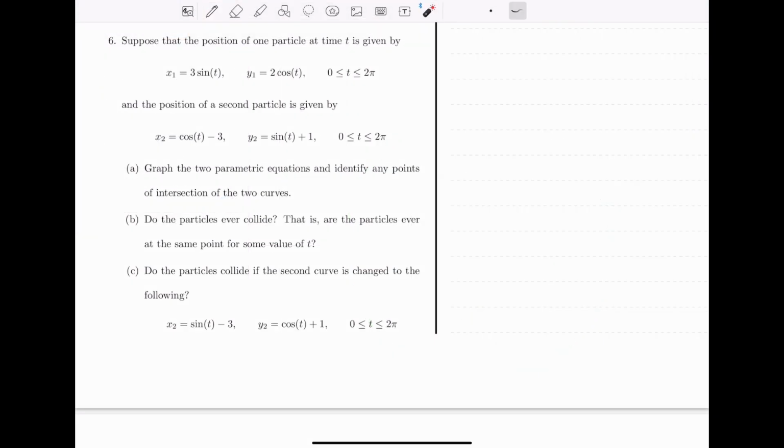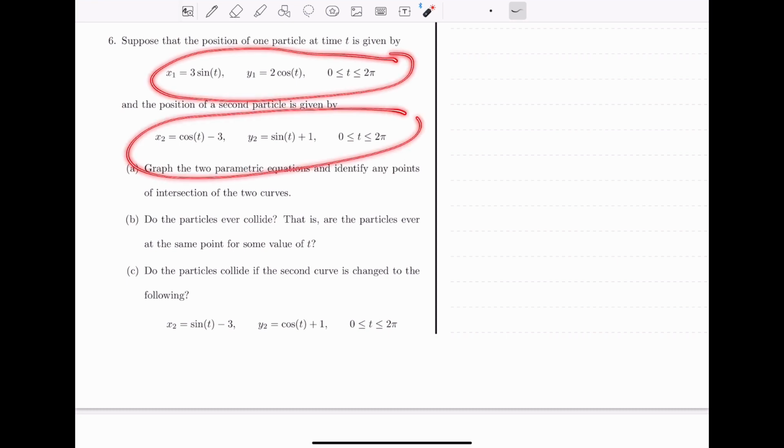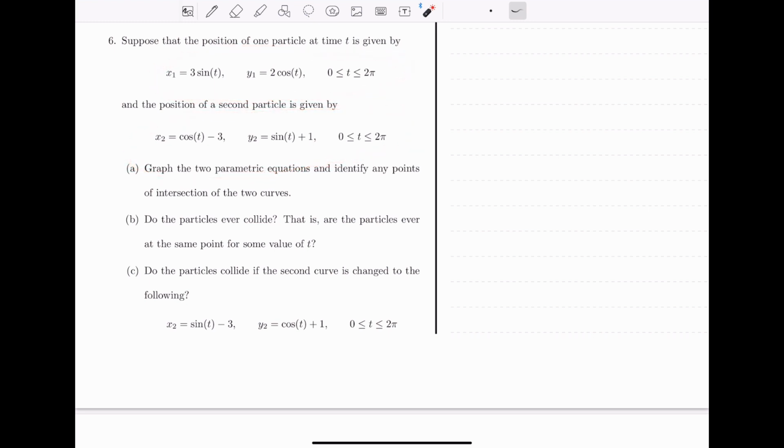Finally, let's work through problem 6. And we're really going to heavily depend on Desmos to help to visualize what's going on here. So we have two particles with trajectories described by different parametric equations. One particle has a position described by these parametric equations, and the second particle is described by these parametric equations. What we'd like to do first is just graph these equations, and we want to identify if the graphs ever intersect. So we're going to first try to think through doing this by hand, and then we'll look at Desmos for a better visualization.